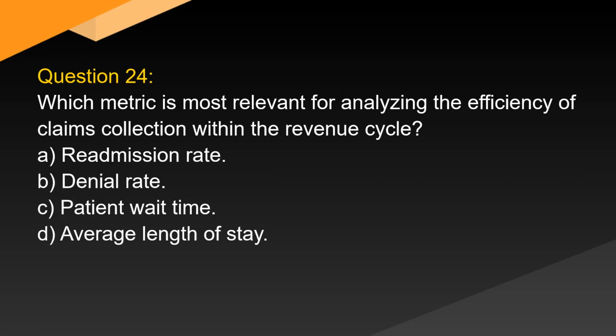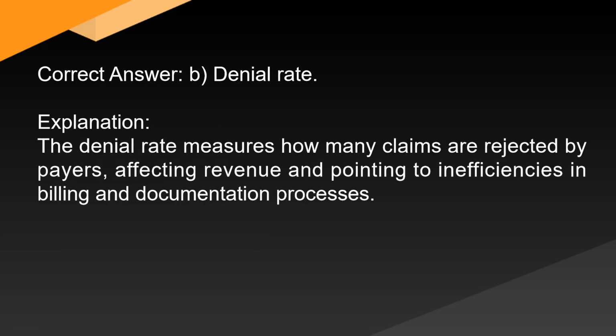Question 24. Which metric is most relevant for analyzing the efficiency of claims collection within the revenue cycle? A. Readmission rate. B. Denial rate. C. Patient wait time. D. Average length of stay. Correct answer: B. Denial rate. Explanation: the denial rate measures how many claims are rejected by payers, affecting revenue and pointing to inefficiencies in billing and documentation processes.